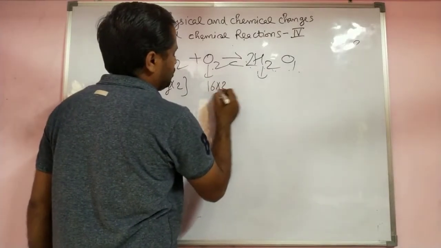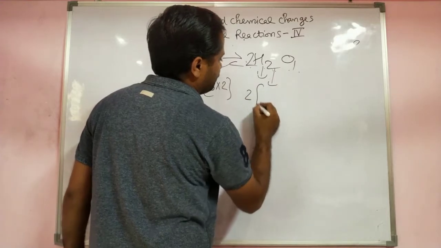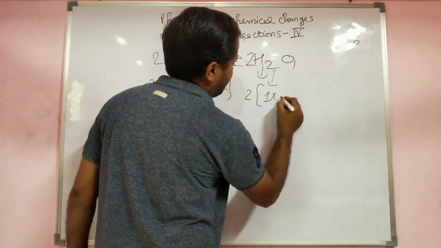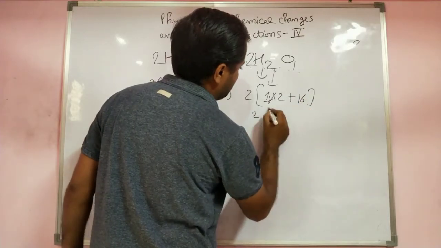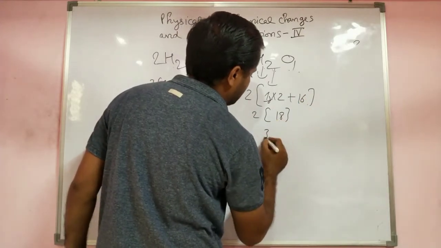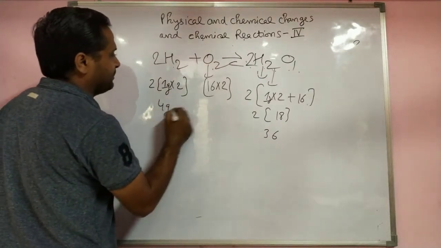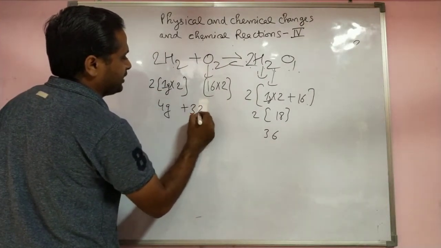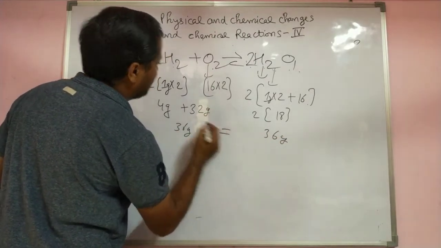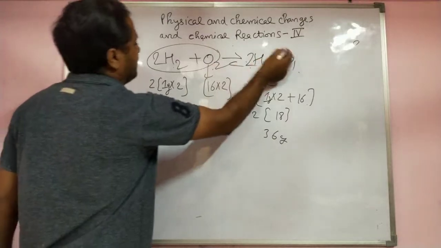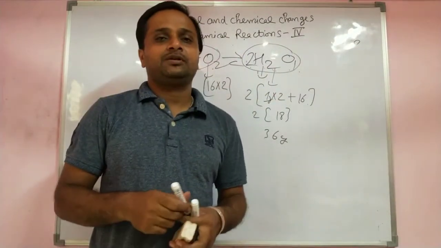Here 16 into 2, that is 32. Here 2, then 1 for hydrogen into 2, and 16. That is 18, into 2 is 36. And here is 4 gram and here 32 gram, so 36. So the mass of the reactant side is equal to the mass of the product side. That only holds when you balance the equation.